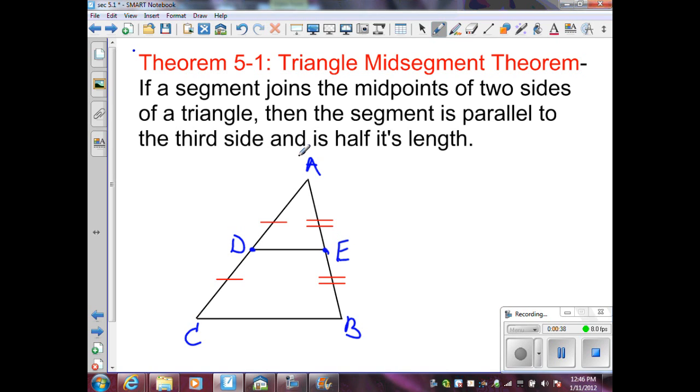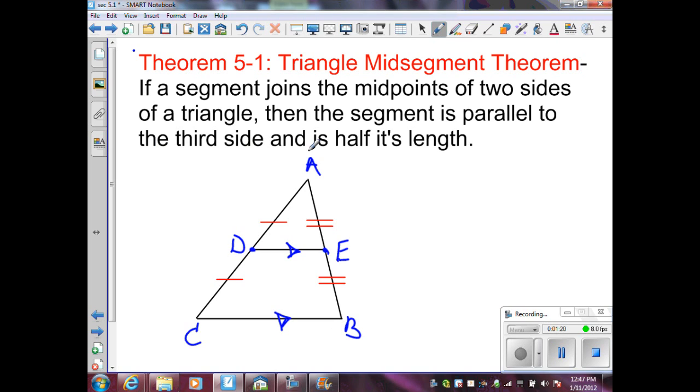AC and AB. I know that because on segment AC, I'm given that AD and DC are congruent. Therefore, D must be the midpoint. And on segment AB, E must be the midpoint because I'm given that AE and EB are congruent because of the double tick marks. Therefore, this first part of the theorem does work out, that if a segment joins the midpoints of two sides of the triangle, which is segment DE, then that segment is parallel to the third side. Well, it intersects these two sides, and it's stating that segment DE is parallel to the third side, which is CB.